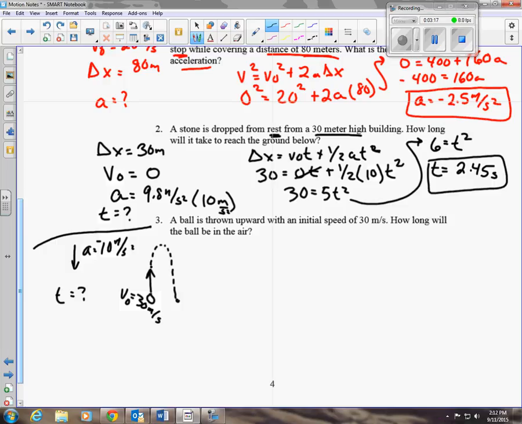Now, if you remember, I said we always have to have 3 variables. And the trick to this one is this. If I throw something up in the air, there's a very unique point, and that's at the top. On its way up, it's moving upward. It has a positive velocity. On its way back down, it's moving downward, so its velocity would be negative. Right at the very top, it's not moving up, it's not moving down. The velocity is 0 at the top. Now I have 3, like so.